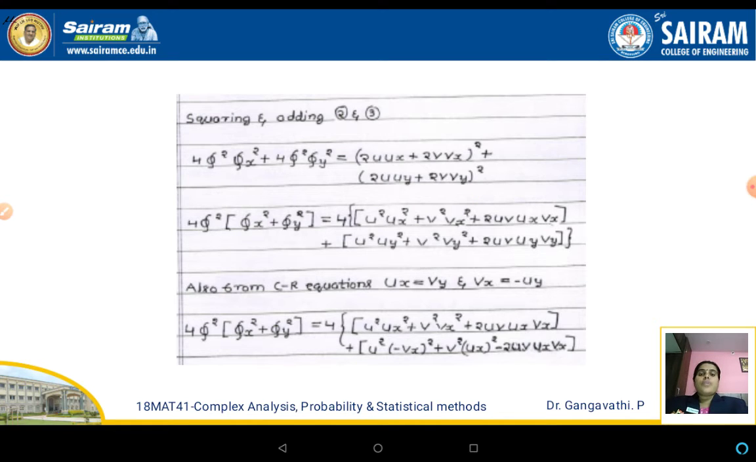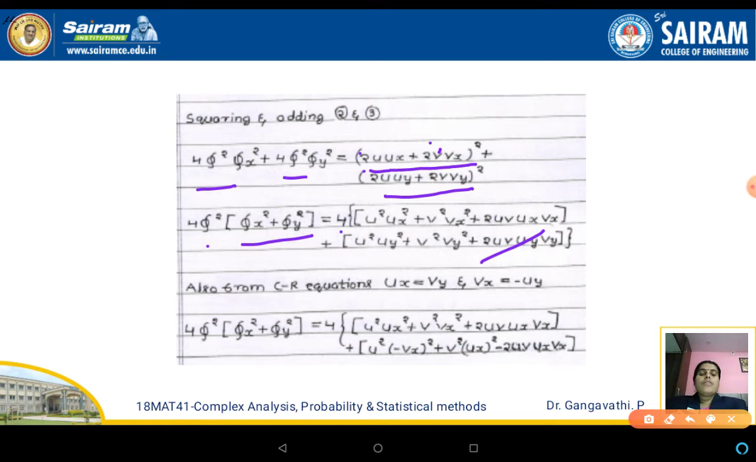So now take out the common term, 4 phi square, here and here, take it outside, and remaining is phi x whole square plus phi y whole square. And here when you expand this using (a plus b) whole square, and this also using (a plus b) whole square, you can also take out 2 as a common term, and because of the square it becomes 4. So when we expand it using the (a plus b) whole square formula and simplify, we get this result.